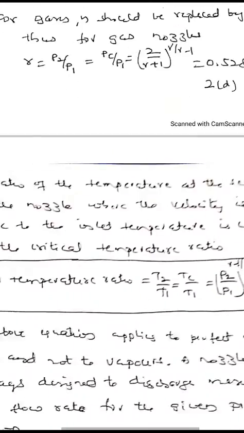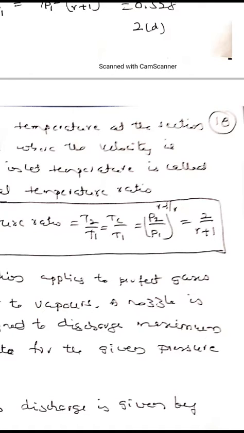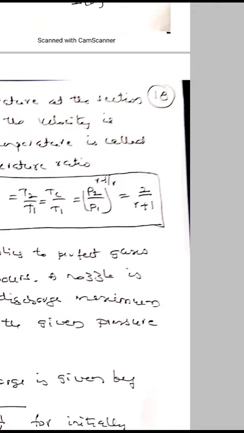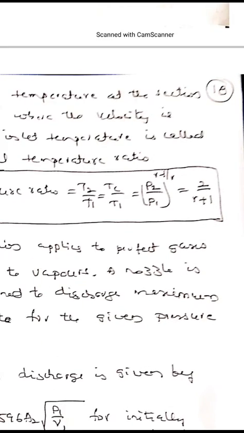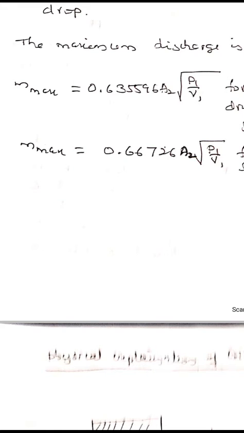We will get T2 by T1, the critical temperature ratio, by substituting the value of critical pressure ratio here. We will get critical temperature ratio equal to 2 by gamma plus 1. This is for ideal gases. Critical temperature ratio for ideal gases equal to 2 by gamma plus 1. This is all about the critical pressure ratio for maximum discharge and maximum discharge through the nozzle. We will continue in the next class. Thank you.